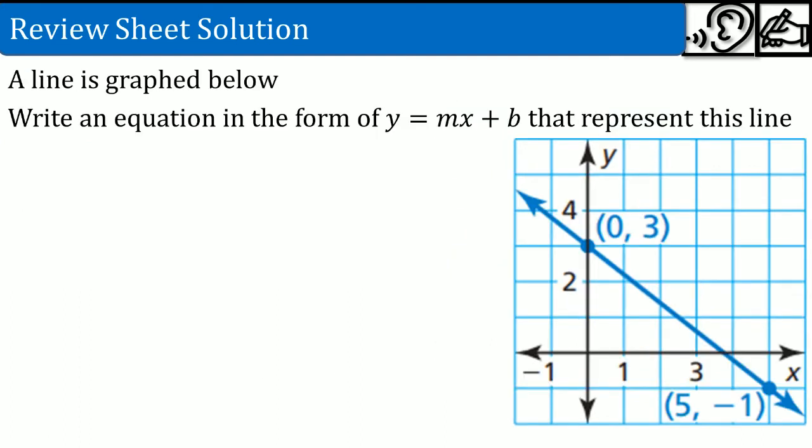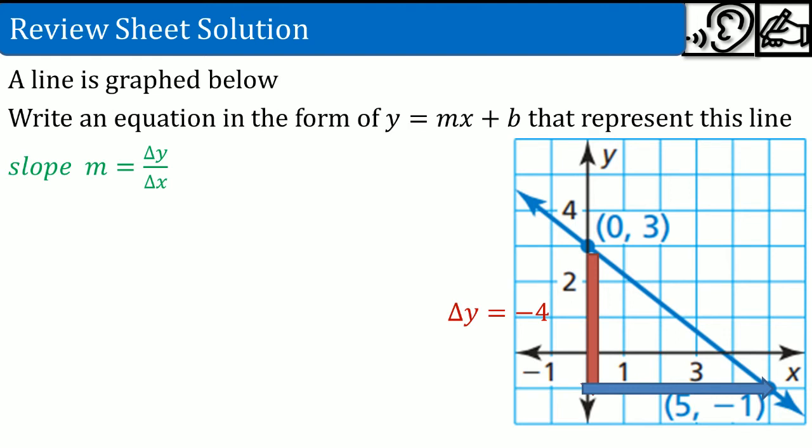A line is graphed below. Write an equation in the form y equals mx plus b that represents this line. Please understand that slope is equal to m is equal to delta y over delta x. Please look for your delta y first. So how much did it go down? 1, 2, 3, 4. We will say that delta y is equal to negative 4. The reason why it's negative 4 is because it's going down.